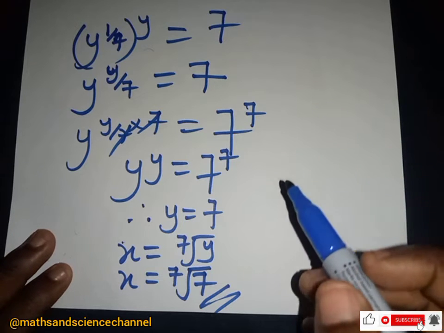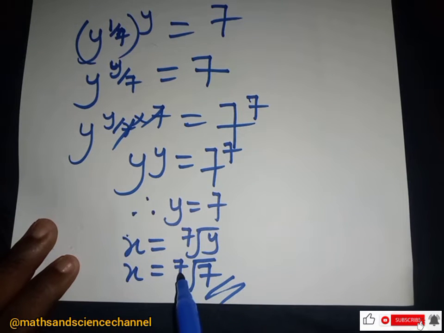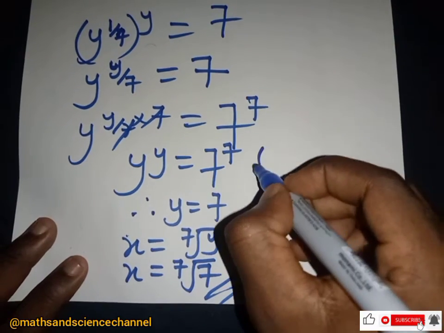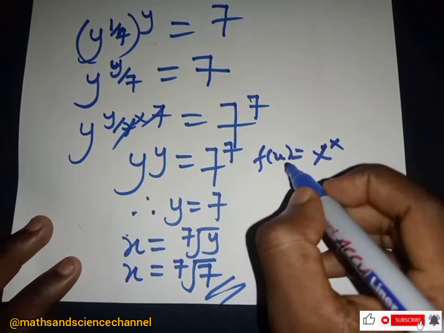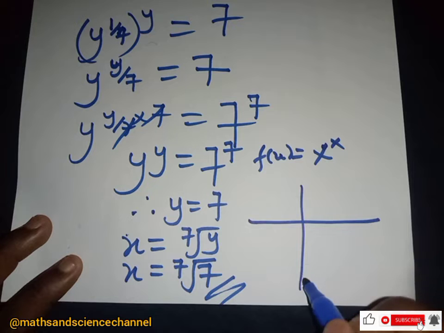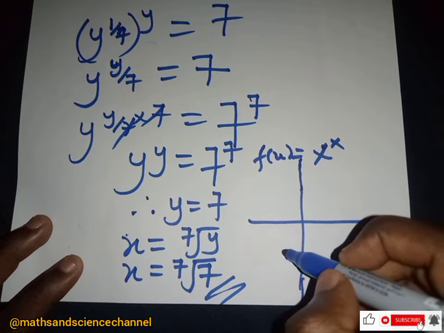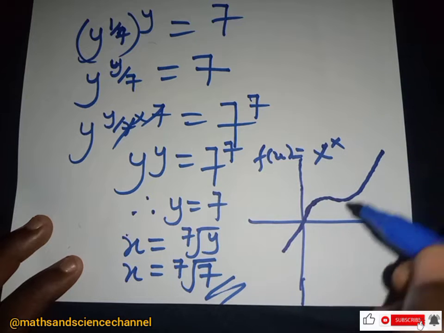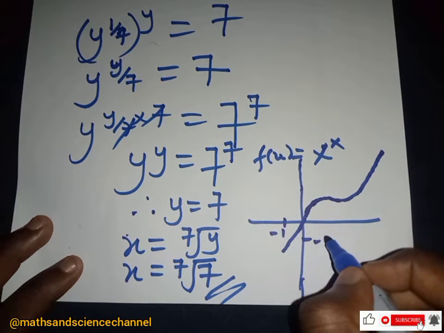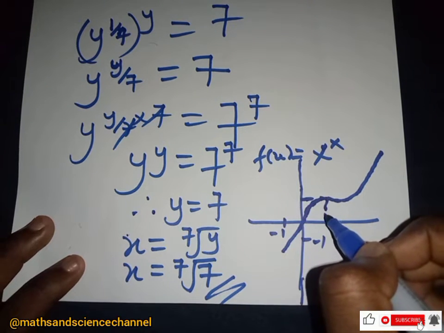But the question is, apart from this, x being equal to the 7th root of 7, does x have any other values, right? Now let's do a quick sketch over here. If you have f of x being equal to x to the power x, right, let's take this for instance. Now realize that when we do a sketch over here, the graph is just going to look like this from here, then it increases again, right? That's what the graph looks like. So we have negative 1, right?